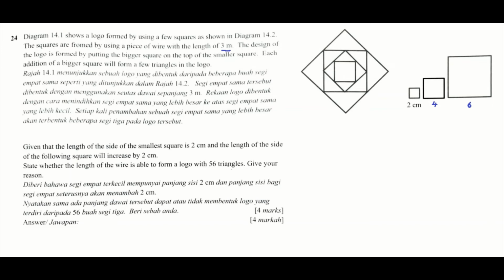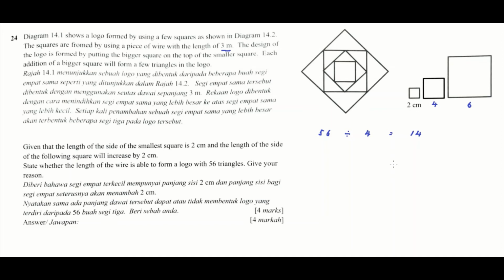So in this question we'll need to find out how many squares we actually need if we want to form a logo with 56 triangles first. We know that when we add another square, it will actually form another 4 triangles for each square added. So for you to have 56 triangles, I can divide by 4, and the 14 tells me that I need to add 14 squares in total so that I can get 56 triangles.